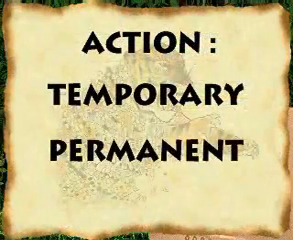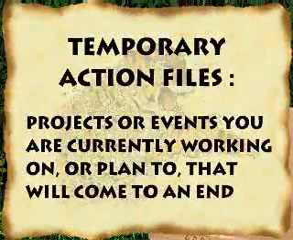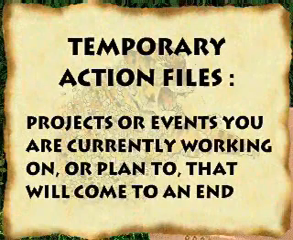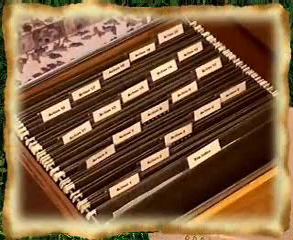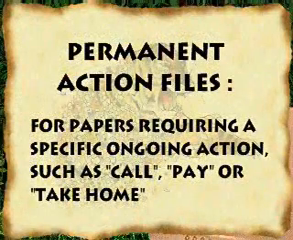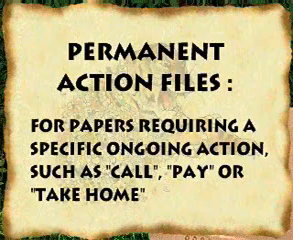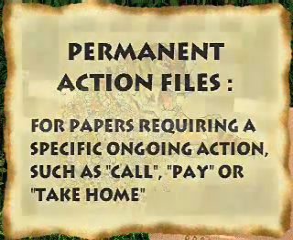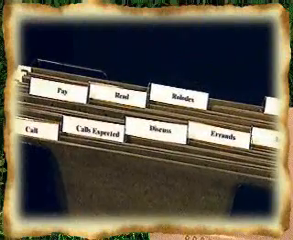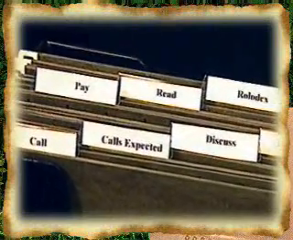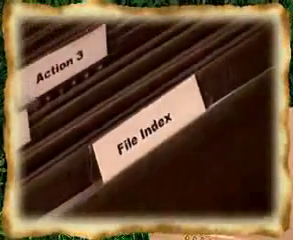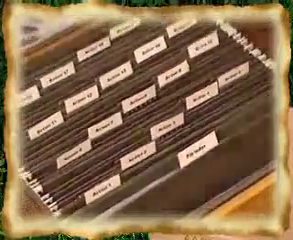The Paper Tiger method recommends two types of action files, temporary and permanent. Temporary action files are projects or events you are currently working on or plan to that will come to an end. The filing location that you've just set up is for your temporary action files. Permanent action files are for papers requiring a specific ongoing action, such as call, pay, or take home. Unlike all other files in the Paper Tiger method, permanent action files will have text labels. You can place them in front of your temporary action files or in a file container on top of your desk. The last step in creating your action files is to put a tab labeled File Index at the very front of your action files.